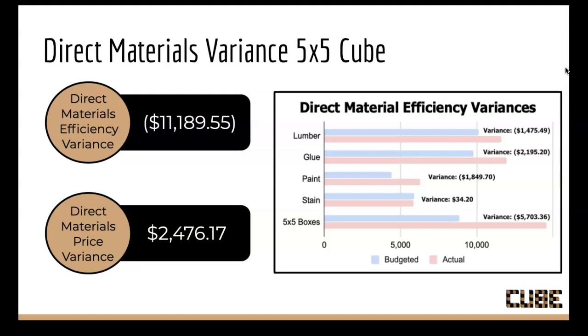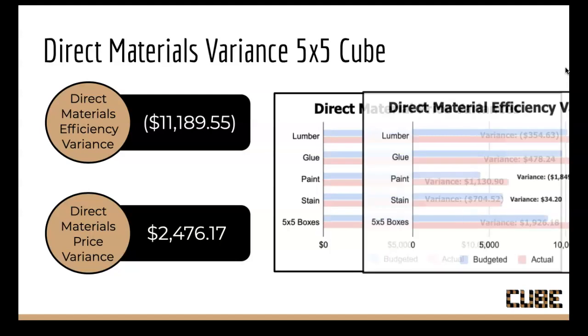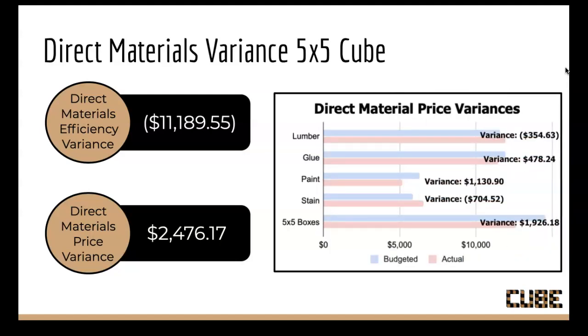$11,189.55, which was unfavorable. And this was mainly due to the 5x5 boxes having an unfavorable variance of $5,703.36. Glue had the second largest unfavorable variance, with an unfavorable variance of $2,195.20. Our direct materials price variance for the 5x5 cube was $2,476.17, which was favorable. There were two large favorable variances, which was paint and our 5x5 boxes.